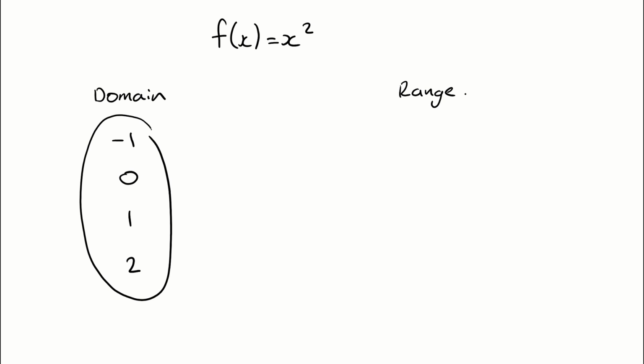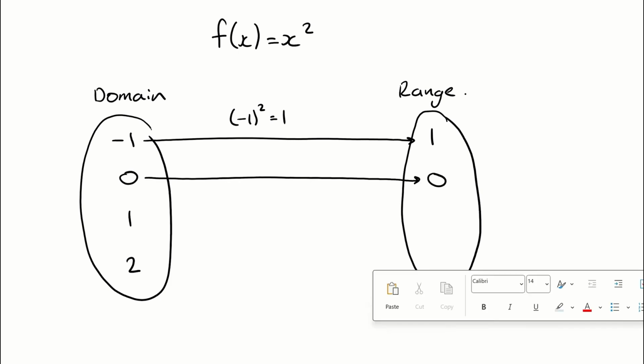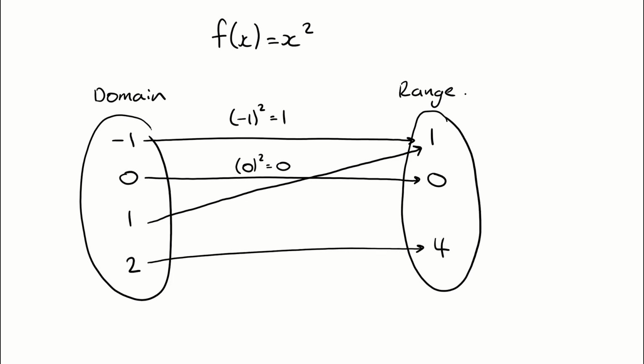Okay, and we're going to come over here and we're going to map to our range, and let's see what happens. Well, -1, that is going to map to, well, -1 squared. Okay, so -1 squared is just 1, so that's going to map to 1 in my range. 0 squared is just 0. Okay, so if I put 0 into my function, I just get 0 squared, which is 0. 1 though, where's 1 going to go? Well, 1 squared is also going to go to 1. So we're going to see this one also going to the same range output as -1. Okay, and 2, well, that would go across to 4 because 2 squared is 4.